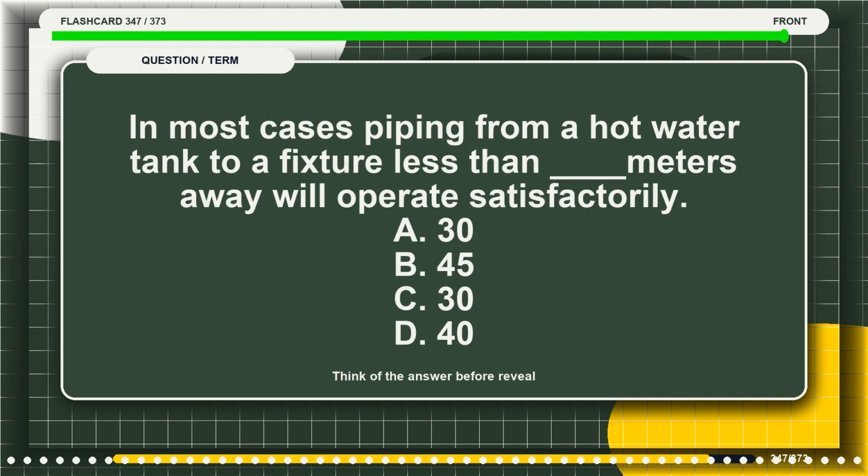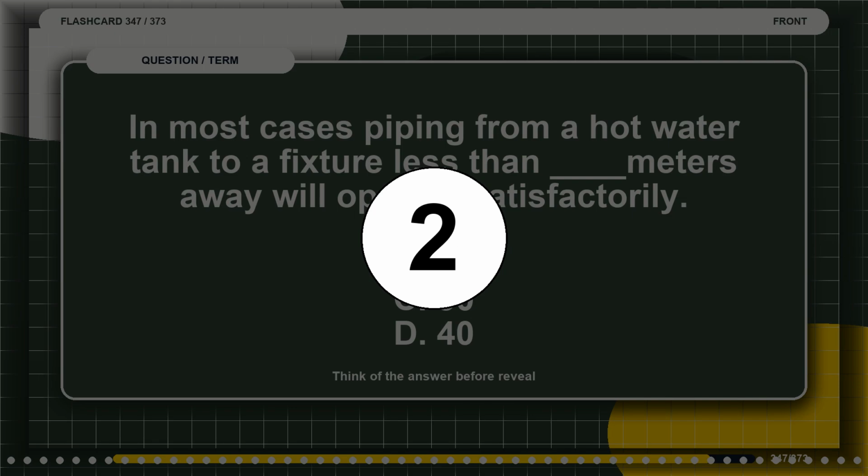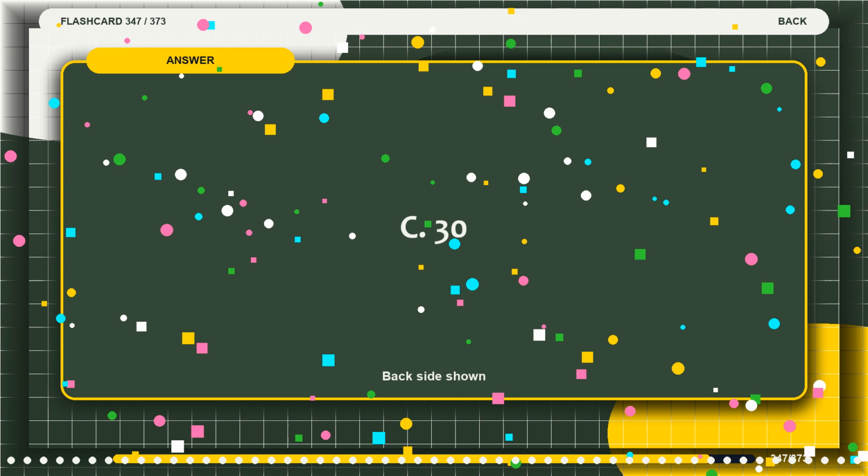Flashcard 347. In most cases, piping from a hot water tank to a fixture less than blank meters away will operate satisfactorily. A. 30. B. 45. C. 30. D. 40. Think of the answer before the reveal. The answer is C. 30.